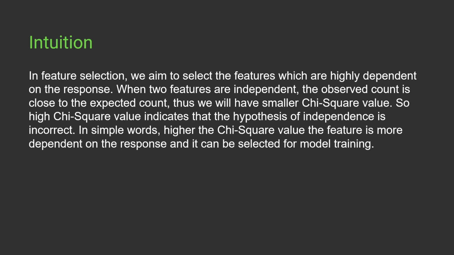If there is a huge variation between the parameter and the outcome, then the observed value minus the expected value will be a huge value, and in that case the chi-square value will rise. The higher the chi-square value, the more dependent the feature is on the response, and that particular feature can then be selected for model training. So this was the basic intuition behind using the chi-square test in the select k best method. In the next lecture we'll be using this metric in hands-on code on our dataset to find out the best features possible.